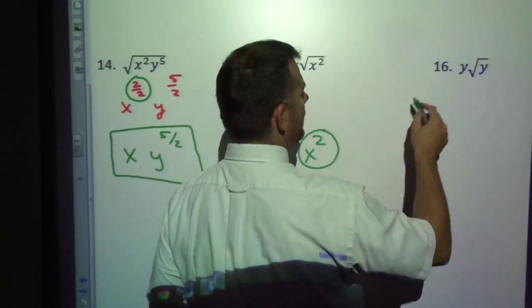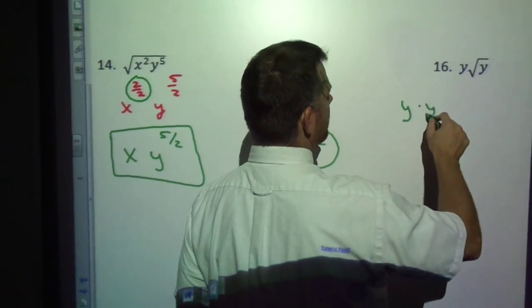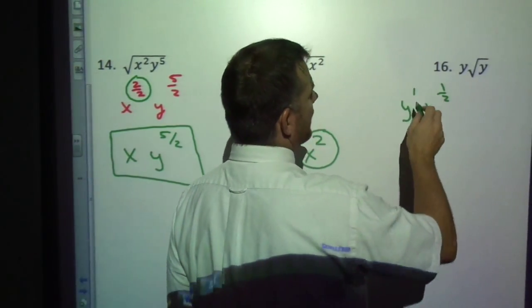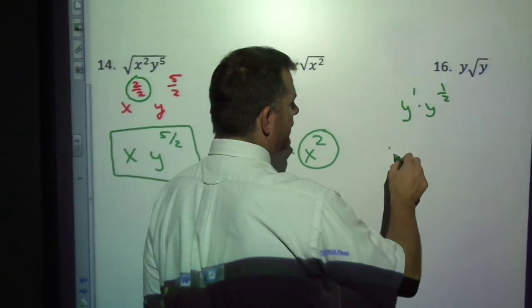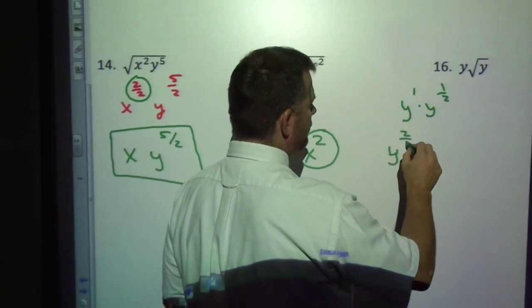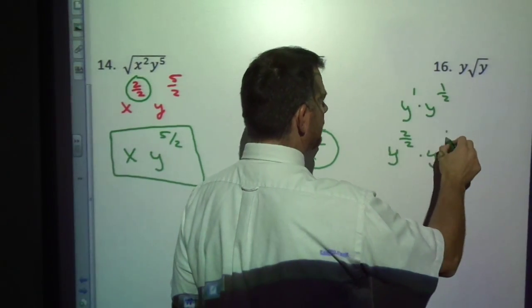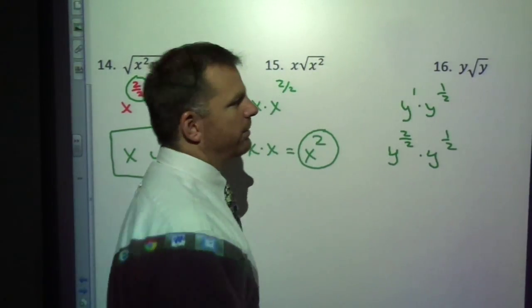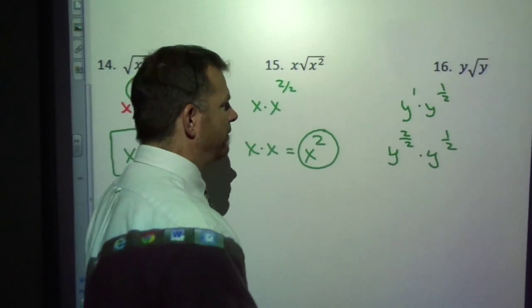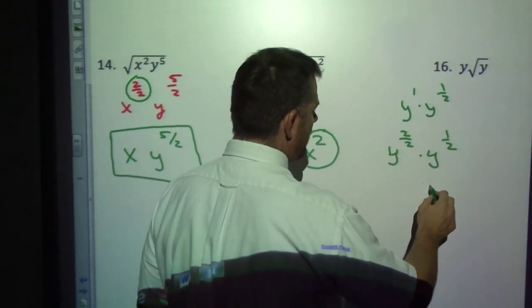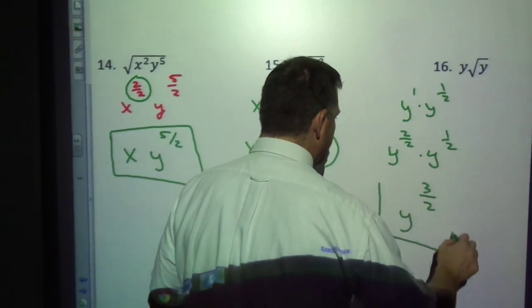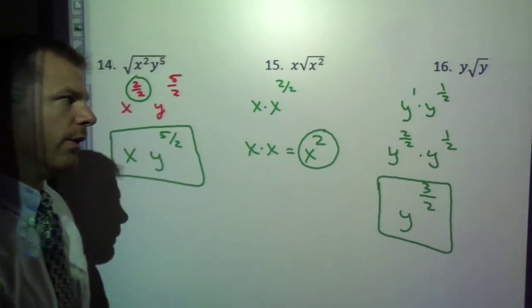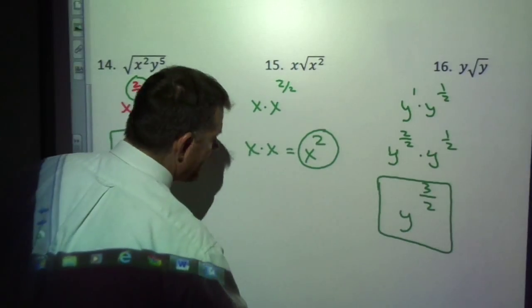Here, this is y times y to the 1/2. Okay, I need to smush them together. I don't want to leave them like that. I need a common denominator. I can change 1 into 2/2. And then when you're multiplying common bases, add the exponents. 2 plus 1 is 3. Denominator stays 2, so it's y to the 3 over 2 power when you put those together.